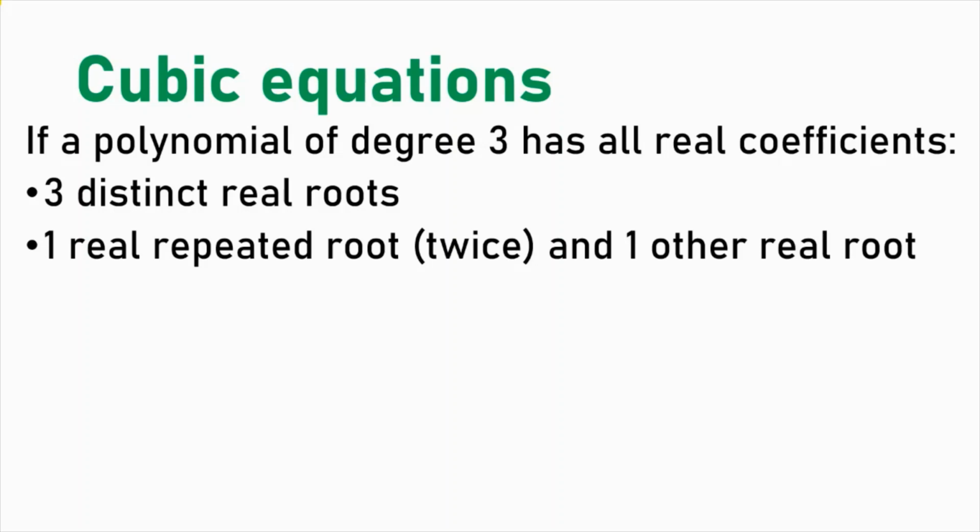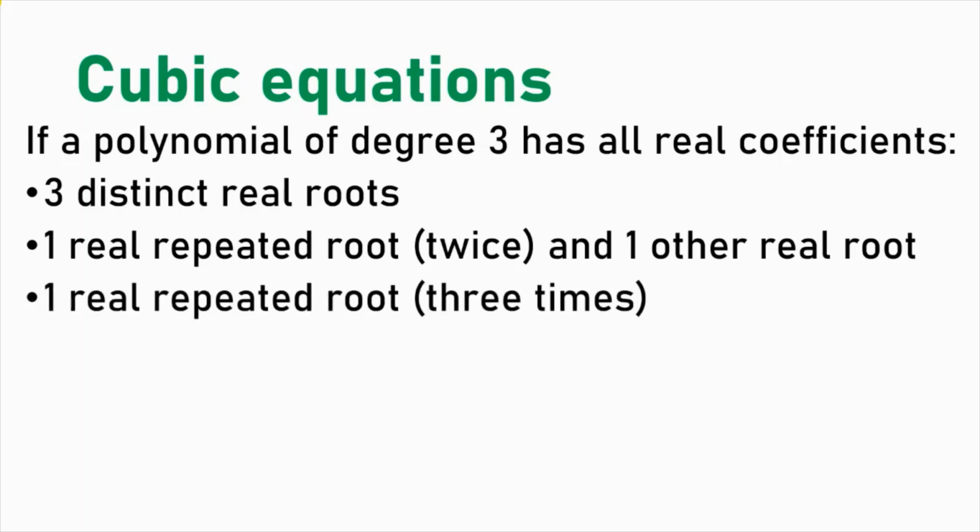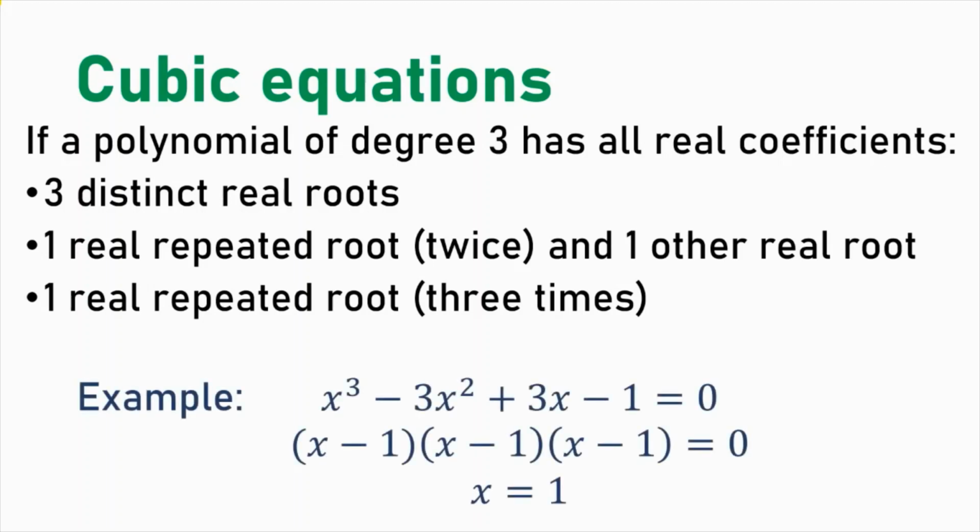Okay, and then another situation would be we find one real root, and then the quadratic we're left with has repeated roots, but those repeated roots are the same as the real root we'd already found, leading to only one real repeated root, except it's been repeated a total of 3 times. An example of that would be something that looks like this. You might recognize this cubic by its binomial expansion coefficients there.